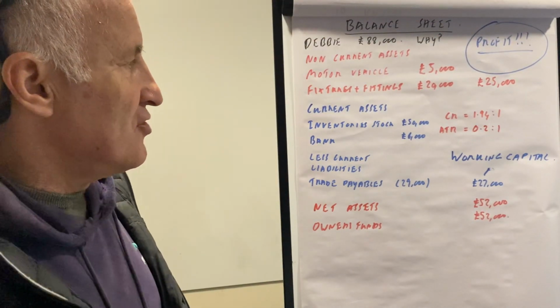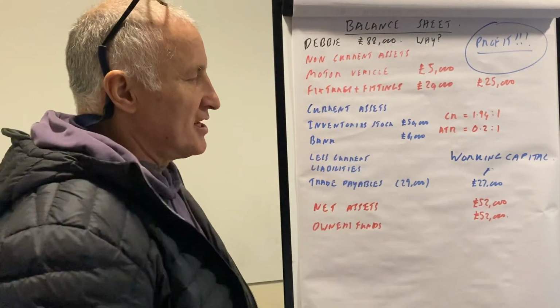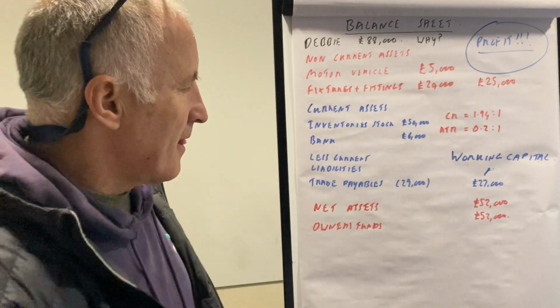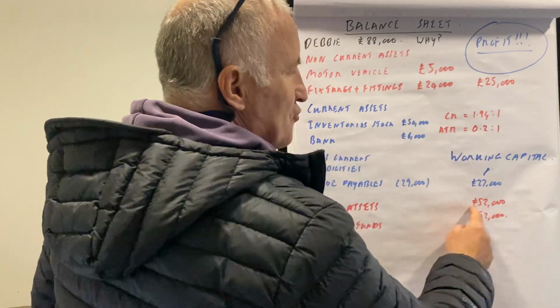Okay, this is a balance sheet. You've seen this one before. This is Debbie's balance sheet. She wants to buy this business. They've been told that she's got to buy it for 88,000 quid, but the business is only worth 52,000 quid.